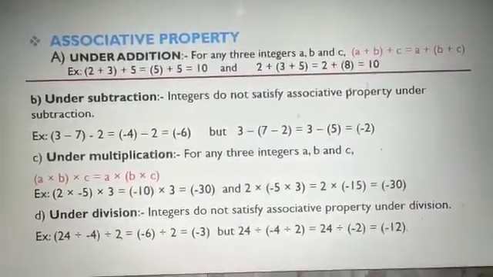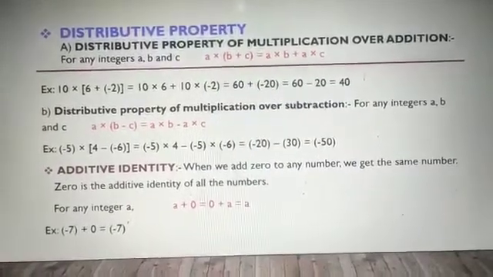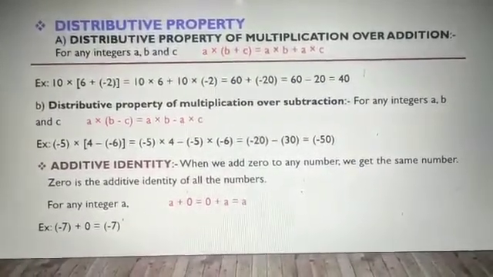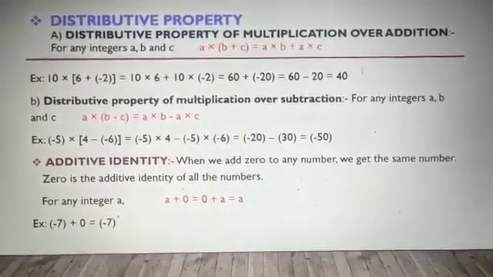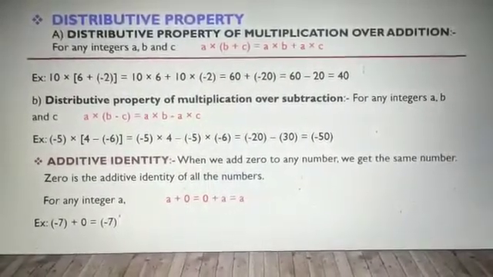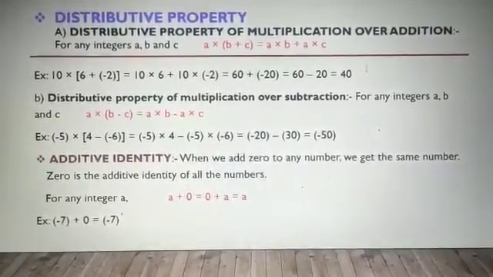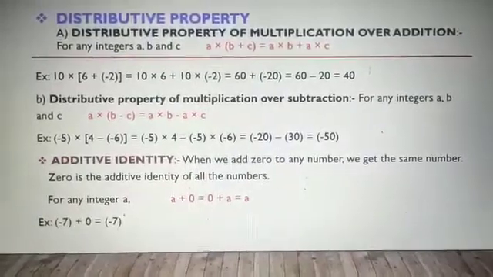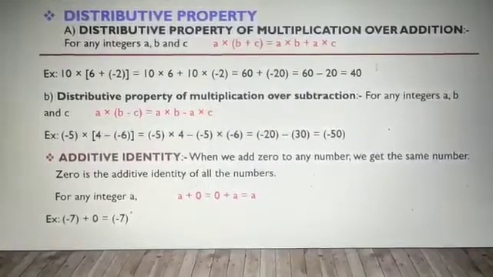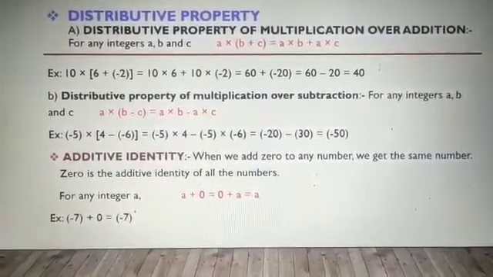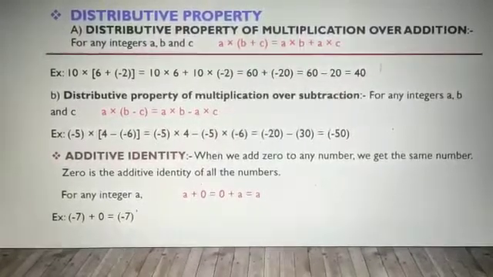Now our last property is distributive property. Now distributive property of multiplication over addition. That is, for any integers a, b and c, a into b plus c is equals to a into b plus a into c. Here if you notice, in the bracket it's written b plus c. That is why this property is distributive property of multiplication over addition.